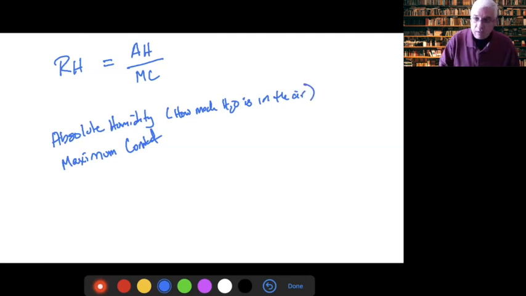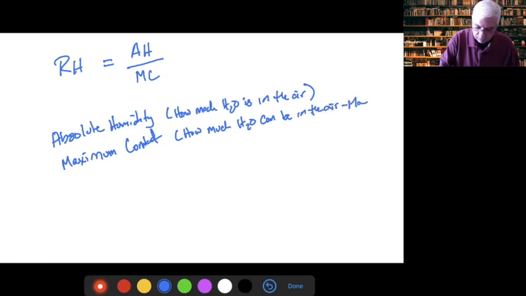Okay, and what is the maximum content? It's how much water can be in the air, which is a maximum amount. Okay, so if I know two things, how much water is in the air, and how much water can be in the air, I can calculate the relative humidity.